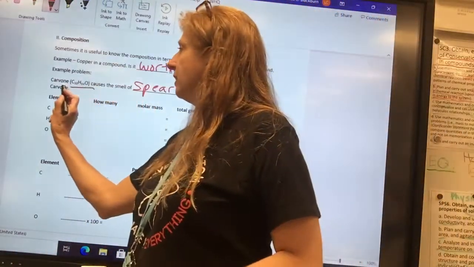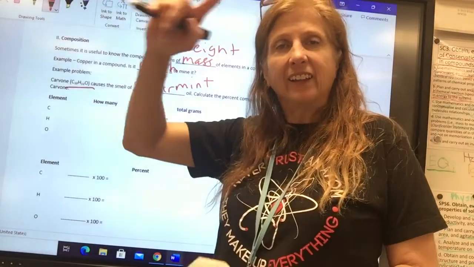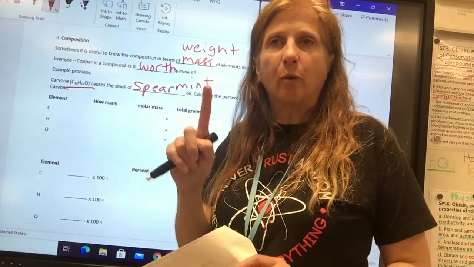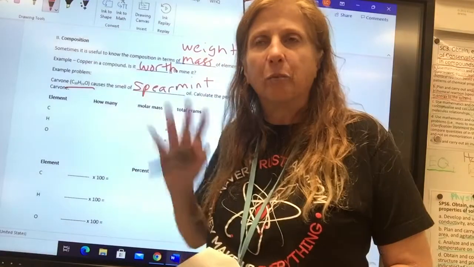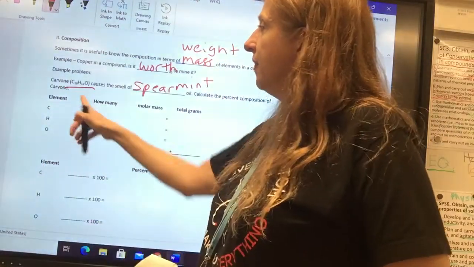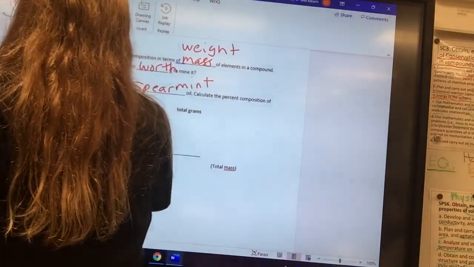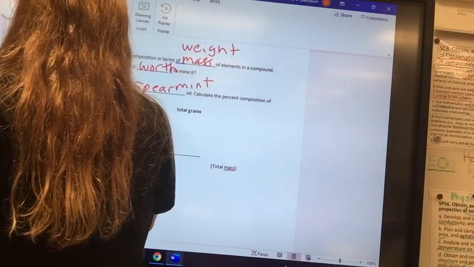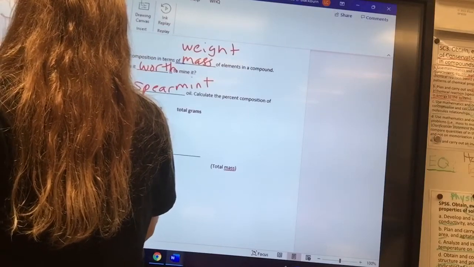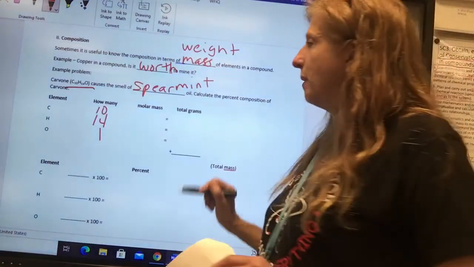You will be given an element. You list it. I want you to do it exactly like this, just like how you do with the stoichiometry. If you do it exactly my way, it'll make sense. I want you to list your elements horizontally. Then I want you to look at the subscripts and tell me how many you have. So I have 10 carbons, 14 hydrogens, and 1 oxygen. Then I look up the molar mass of each one.